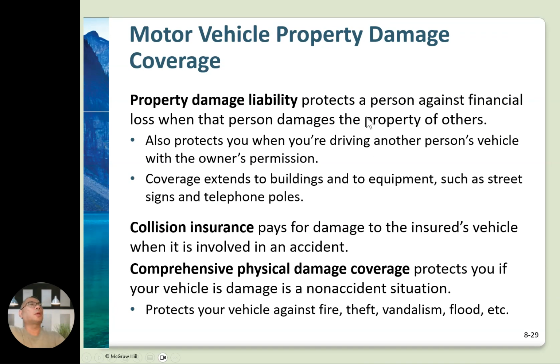What is the next one? Let's continue. Property damage liability protects a person against financial loss when the person has damaged the property of others. It also protects you when you're driving another person's vehicle with the owner's permission. Coverage extends to buildings and equipment such as street signs and telephone poles. Collision insurance pays for damages to the insured vehicle when it is involved in an accident. Comprehensive physical damage coverage protects your vehicle against fire, theft, vandalism, flood, and so on.